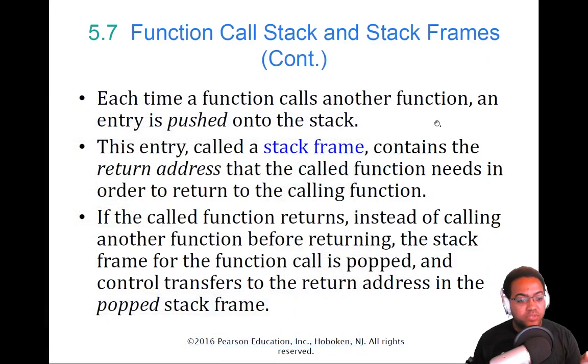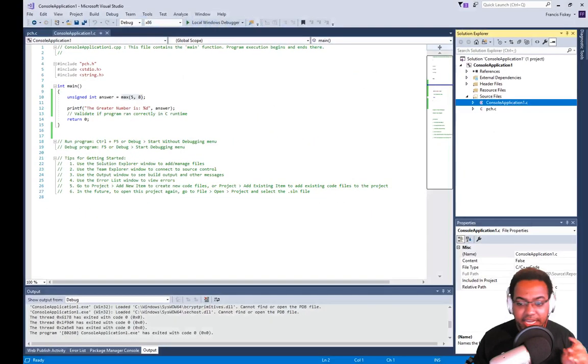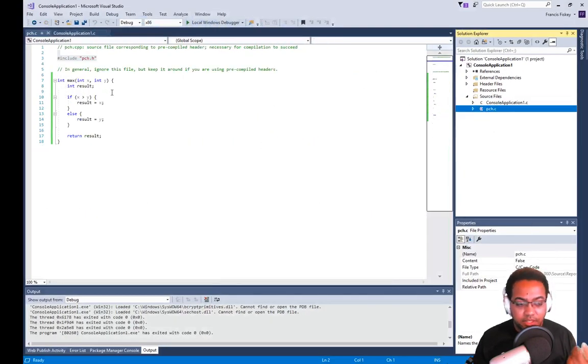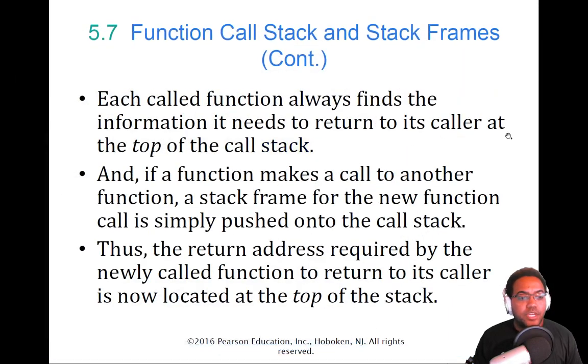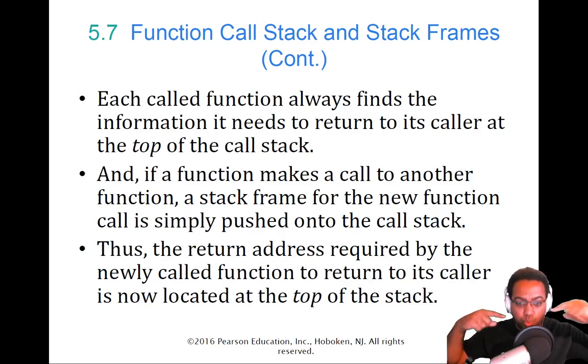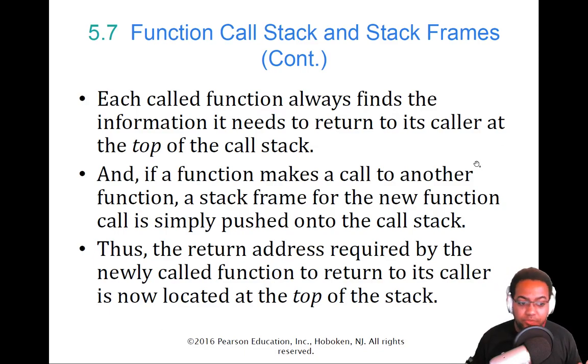That's called a stack frame. If the called function returns instead of calling another function before returning, the stack frame for the function call is popped, and the control transfers to the return address in the popped stack frame, meaning the root function, which is our main. If, let's say, we called another function inside of max, let's say we wanted to do something else, well, the stack frame that tells max to go back to the main will then be passed on to that new function. And then the function that's executed in max, or whatever the case may be, will go back to the main when it is complete. Each called function always finds the information it needs to return to its caller at the top of the call stack. Call stacking is basically where the functions are being called. And if a function makes a call to another function, a stack frame for the new function call is simply pushed onto the call stack.